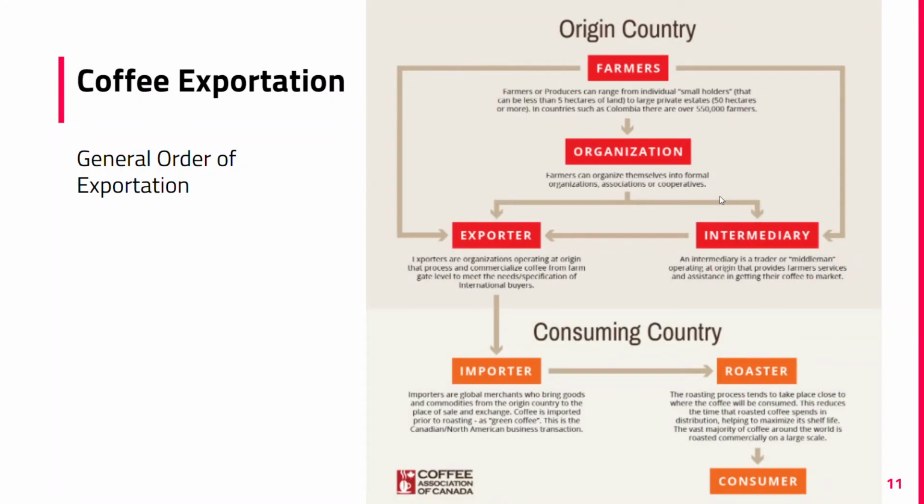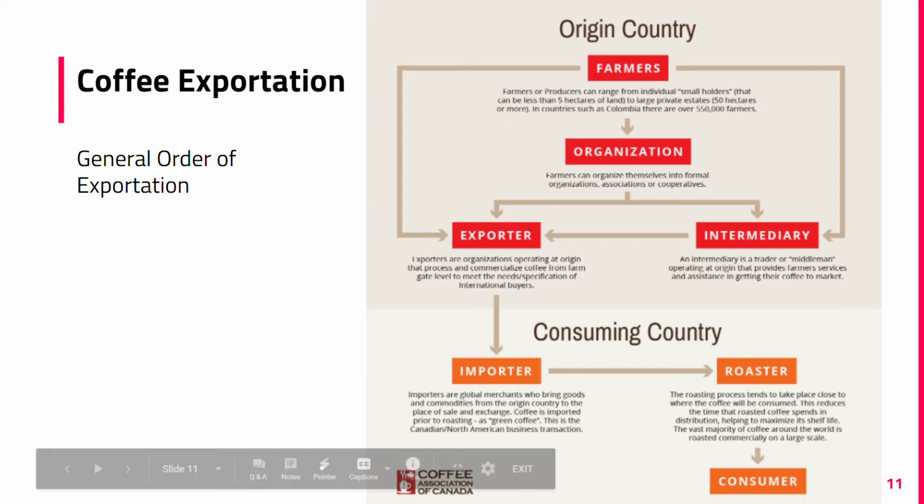Now, coffee exportation is done in this general order, from the origin country and its farmers to different organizations through an intermediary. They go to exporters. From the exporters they go directly to the importers, and then they go to the roasters that roast the coffee beans and then brew it for people like us.